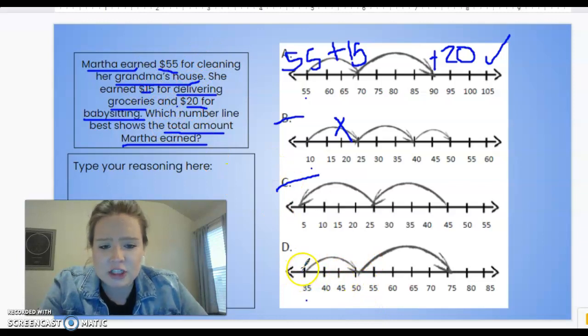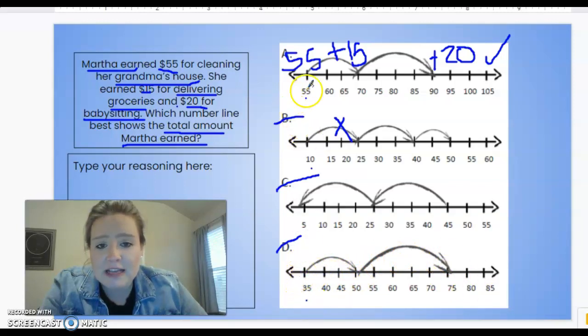And if I do my jumps, 5, 10, 15, that is $15. And then 5, 10, 15, 20, 25. That right there. So even though this is plus 15, this one is plus 25, and that is not true. And this doesn't start correctly.